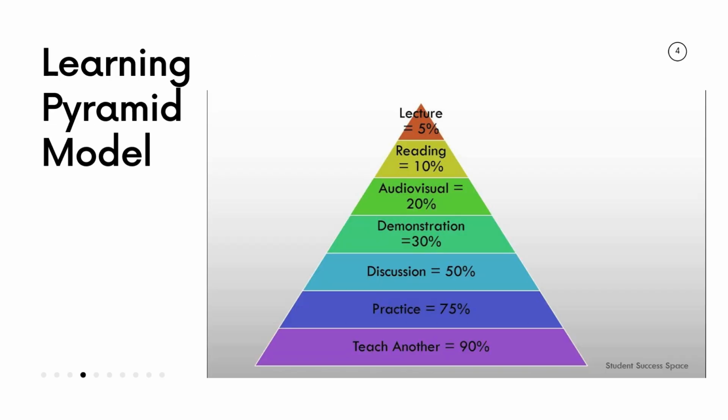This particular learning model was developed by the National Training Laboratory, and it illustrates different retention rates that are associated with different learning methods. Active learning techniques are the most common and most effective for long term retention. Teaching others would lead to a 90% retention, practice by doing 75% retention, discussion 50% retention, demonstration 30% retention. Audiovisual is a 20% retention. Reading is a 10% retention, while lecture would be the very lowest or the least effective with a 5% retention.